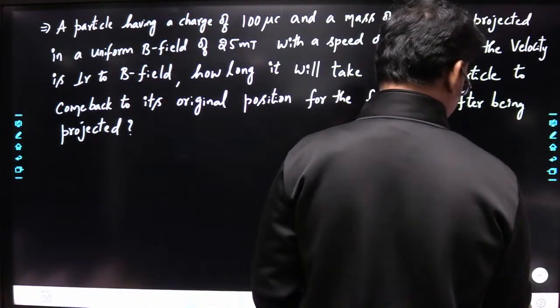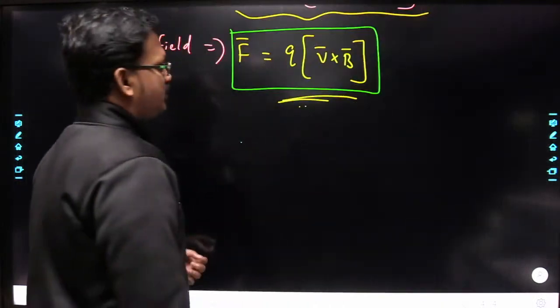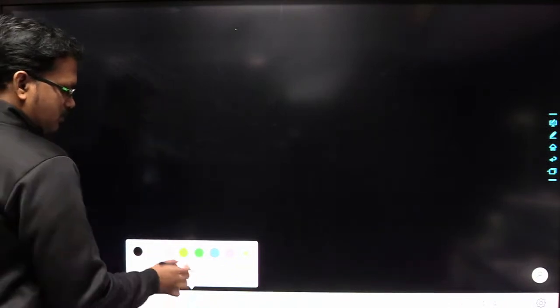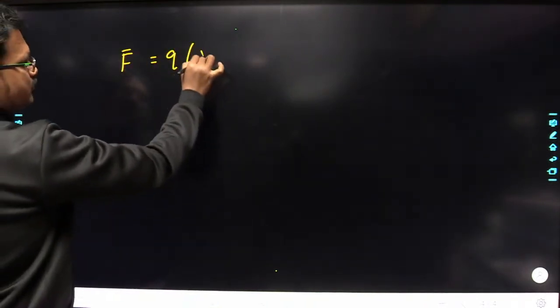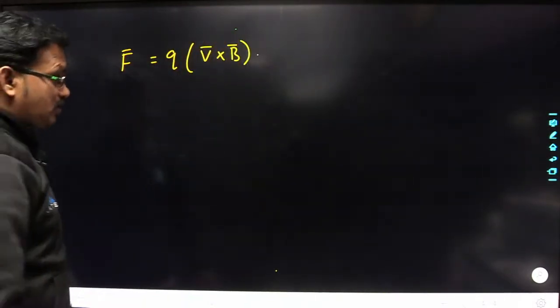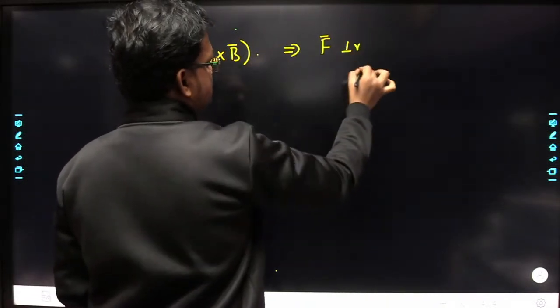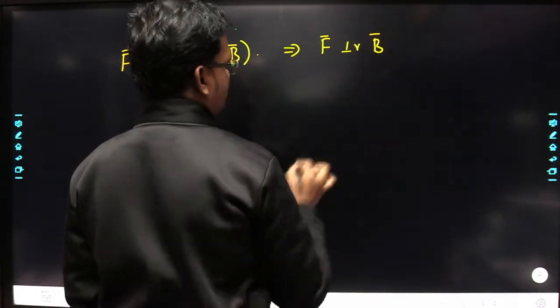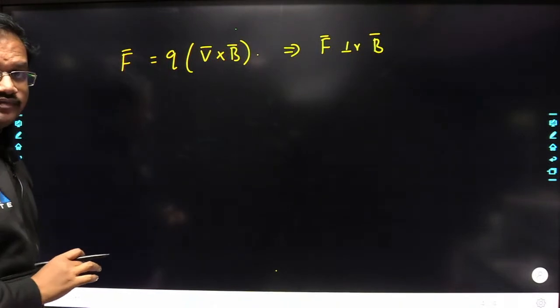So next. See here, F bar is equal to Q into V bar cross B bar. Here we know that F bar must be perpendicular to B bar. Yes or no? And also F bar is perpendicular to V bar or not? Yes or no?